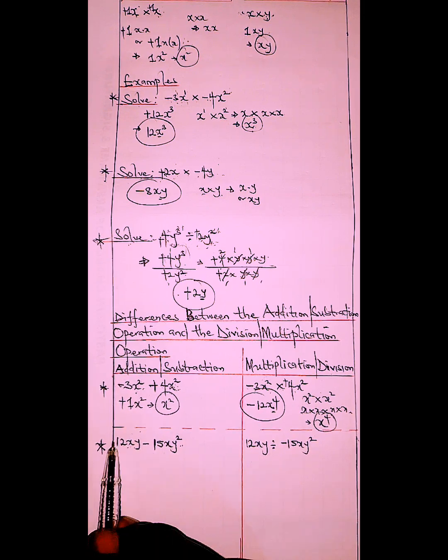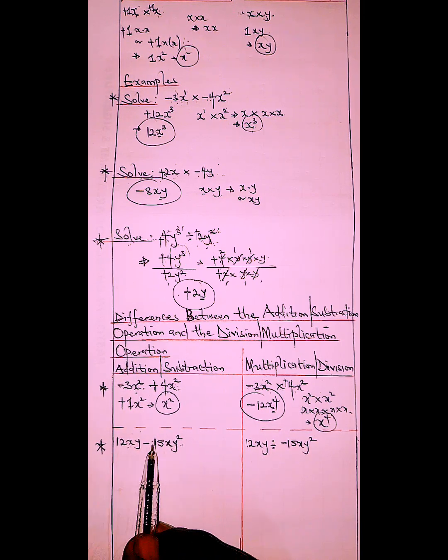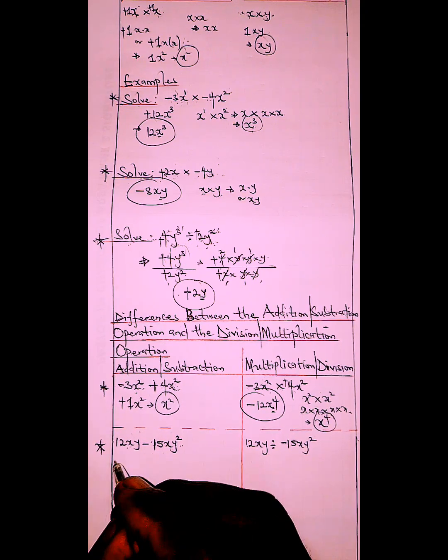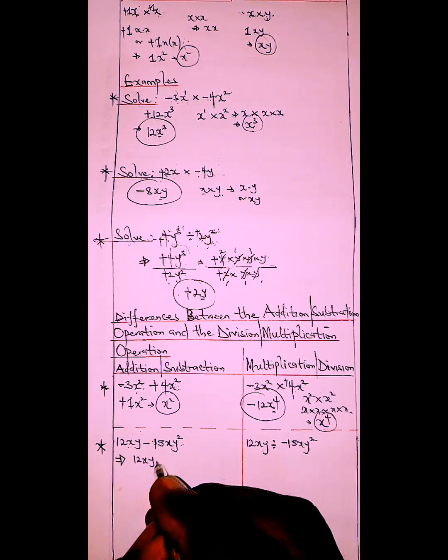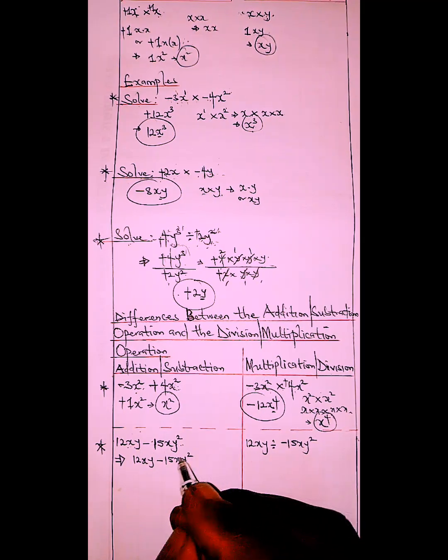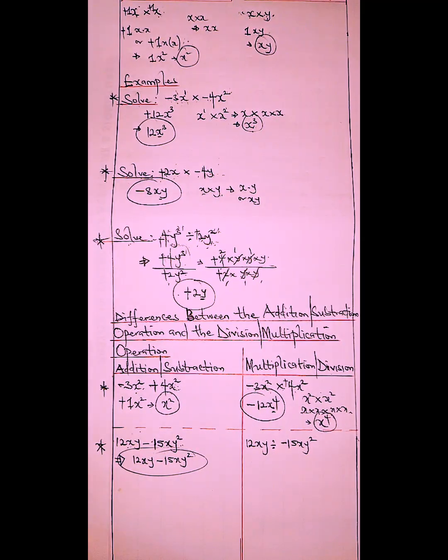It means these two coefficients can't combine. So the plus 12 and minus 15 can't have a communication. So our final result is still 12xy minus 15xy squared, except we want to factorize. So we're done with that. There's no way forward with this.